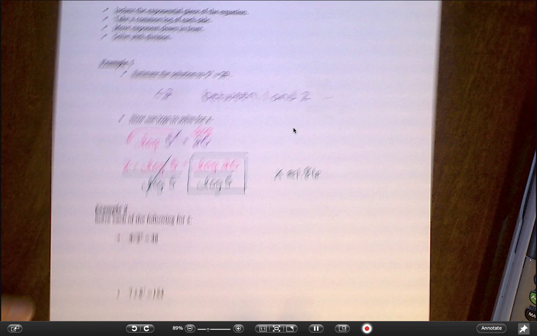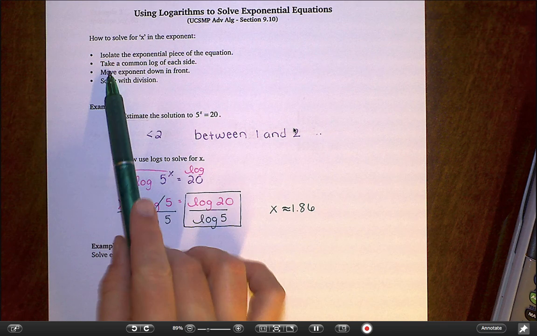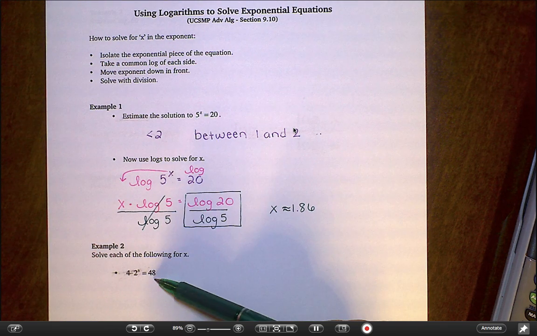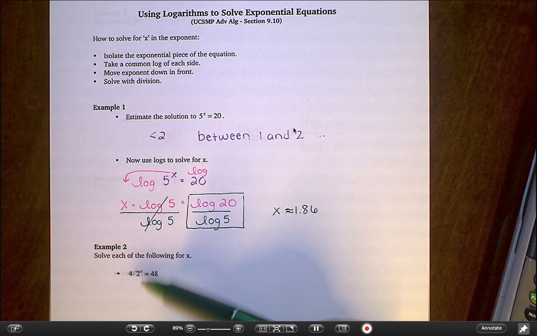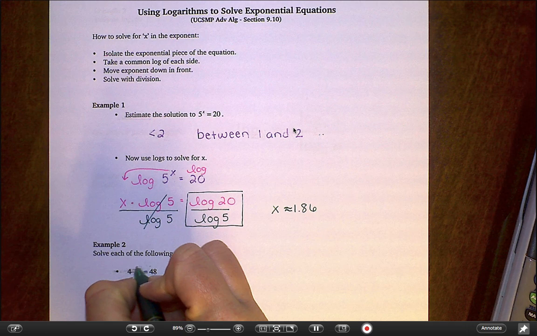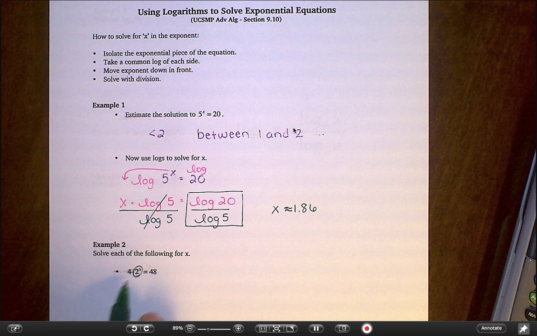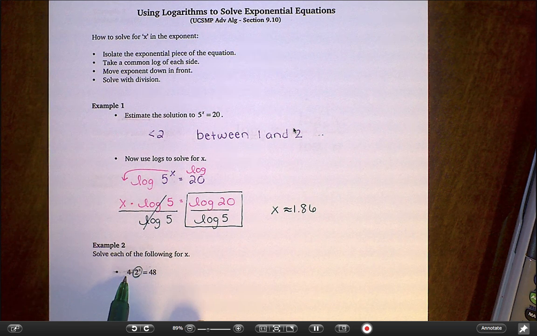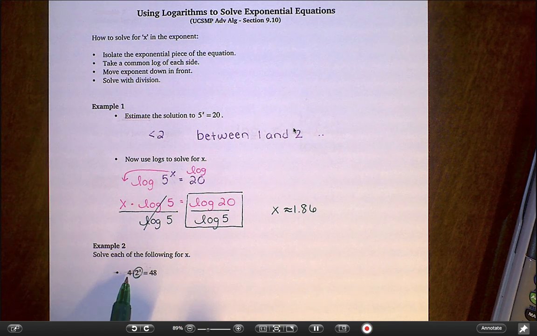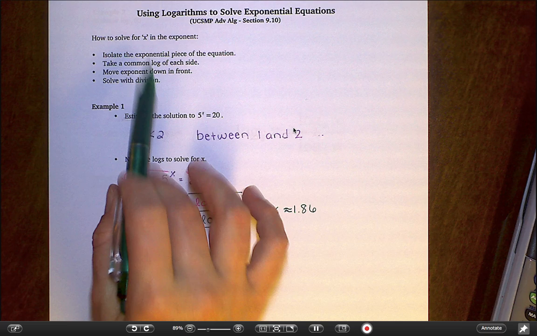Okay, so now let's talk about those steps that we took. First step is to isolate the exponential piece of the equation. We didn't really have to do that here because it was already isolated. If you look down at example 2, and I'm sorry my ink smeared a little bit here, but 4 times 2 to the x, the 2 to the x is the exponential part. So just like any other equation solving that we've done, if there's other stuff outside of that exponential piece, we need to get rid of that first. So like in this one, I'm going to divide by 4 before I do anything else. That's all that first step means.